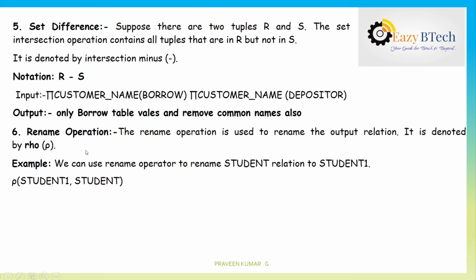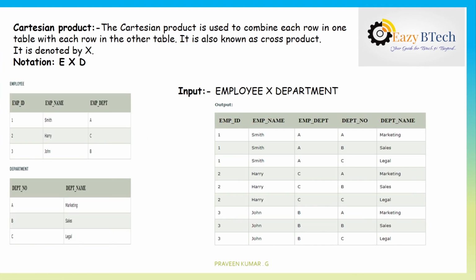Next, rename. What is a rename? Rename is used to provide a new name for a relation. Actually, in the previous example we have a relation named student. I wanted to change student into student1. That's why here we write the new name followed by the old name, or the old name followed by the new name. This is about the rename operation.